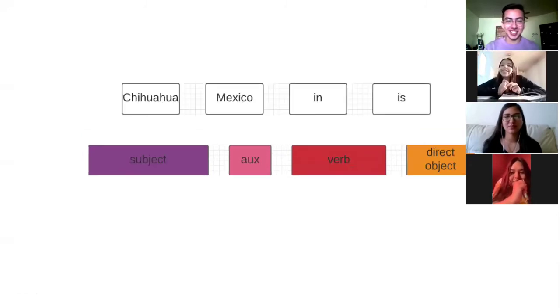Then we have a second exercise. Who wants to do this one? Melissa? Chihuahua is the subject. Auxiliary is. Verb in. Direct object Mexico. So what would be the whole sentence? Chihuahua is in Mexico. Exactly.